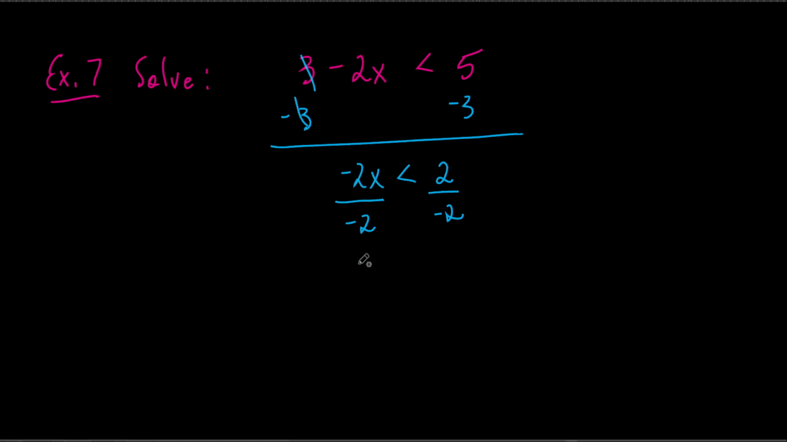So let's figure out what this is. That's just going to be an x. This is going to be a negative 1. What's our sign going to be? It's not going to be less than. It's going to be greater than, because we had a property up there with the multiplication that said if you divide by a negative number or multiply by a negative number, you have to change the sign of the inequality.